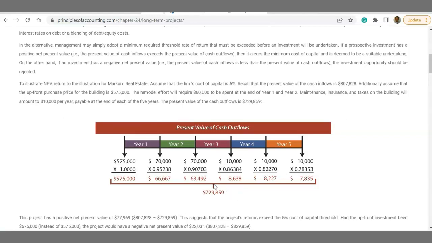Let's say this is the present value of cash flows, and let's say you spend $700,000 for this capital expenditure. So if you spend 700,000 minus 729,859, that gives you 29,859 positive net present value.